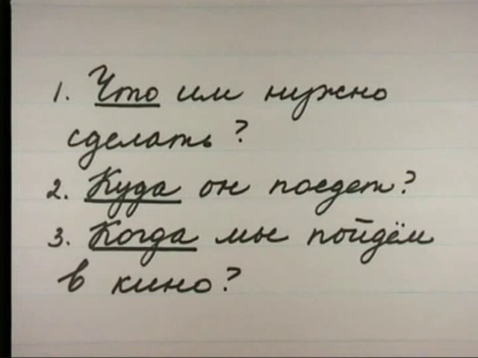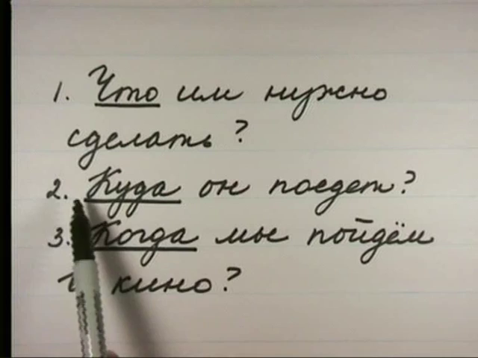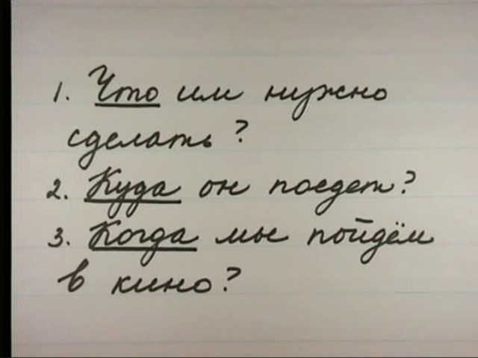Номер два. Андрей поедет на юг. And if we don't know where he will go, we simply ask, куда, where to, куда он поедет? Where will he go? Куда он поедет? Номер три. Завтра, tomorrow, завтра мы пойдем в кино. If we don't know about the time, the day, how do we pose a question? We start with когда, when. Когда мы пойдем в кино? Завтра. Когда мы пойдем в кино?